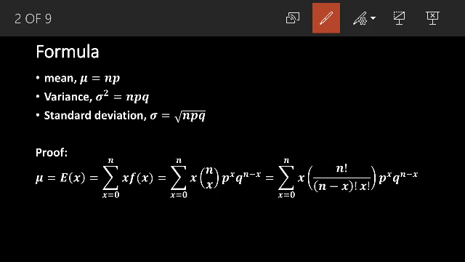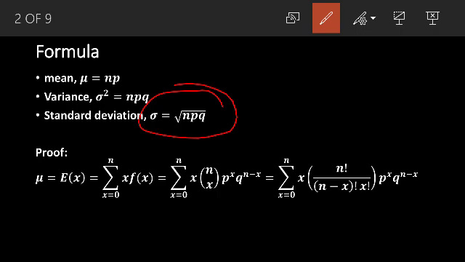Variance is equal to npq, where n is the number of trials, p is the probability of success, and q is the probability of failure. Then standard deviation, like we know, is equal to the square root of variance, so the square root of npq. Now let's see the proof. How did this formula come about?